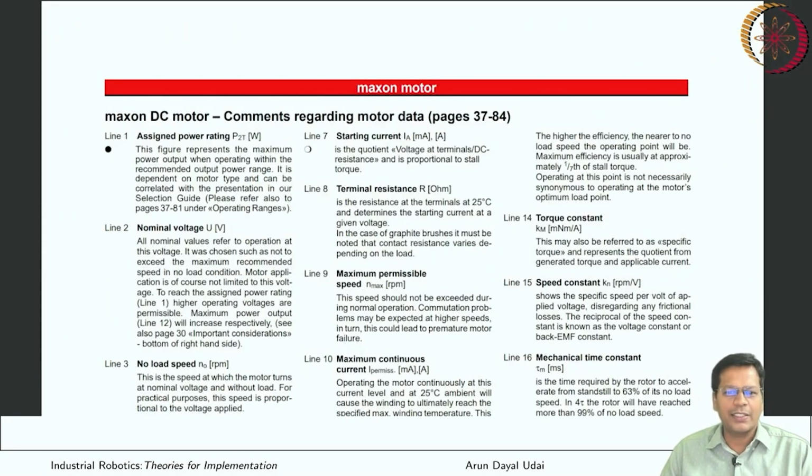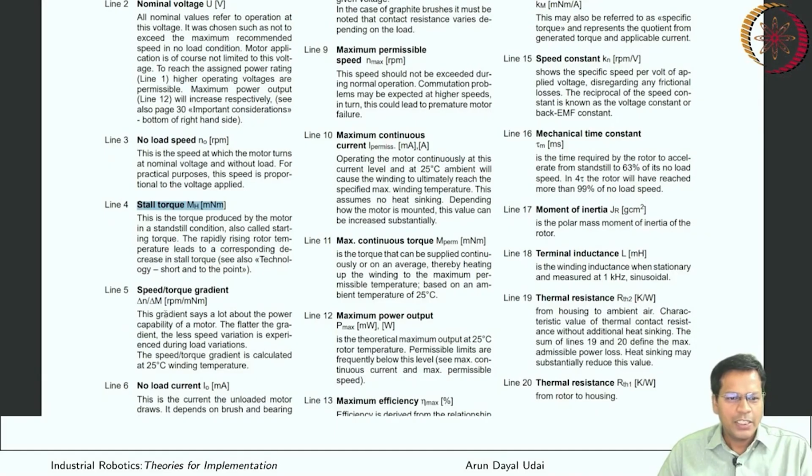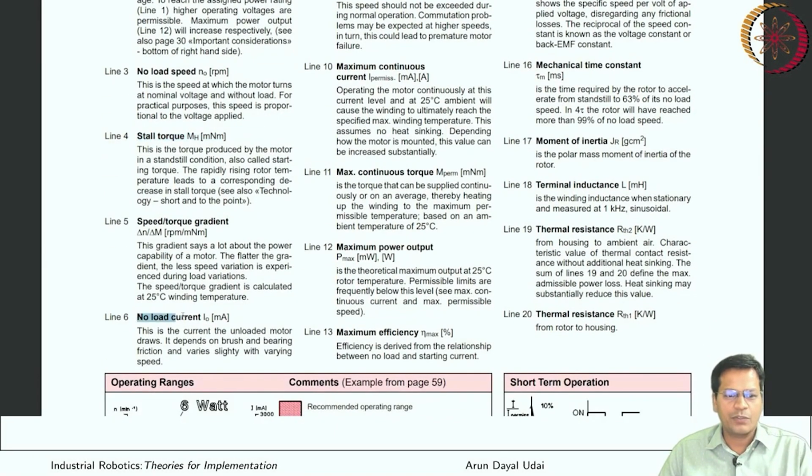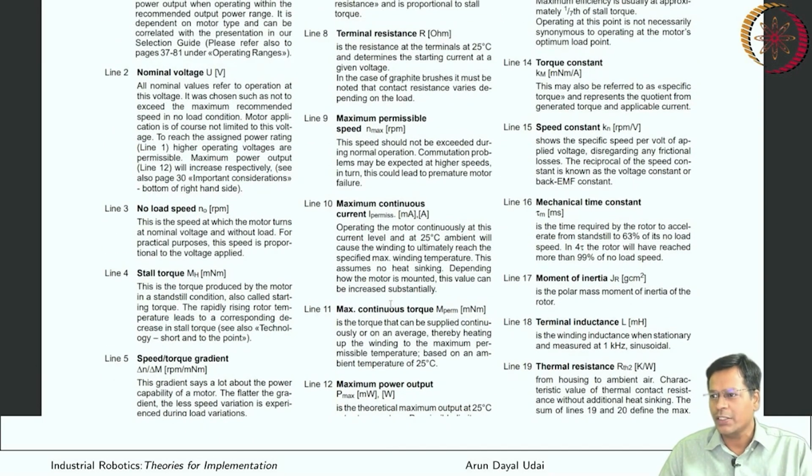Okay, so this is a standard data sheet of a motor, you see. It gives a good amount of parameters that will let you select a particular kind of motor for your application. So this is nominal voltage, no load speed. This is the speed we are talking about, that is no load speed. This is the stall torque. Speed to torque gradient, that is the slope of this line that you saw. No load current that is flowing through this motor. Maximum power output. This continuous torque is the continuous operation region that I showed in green color.